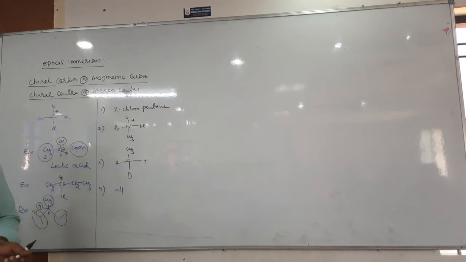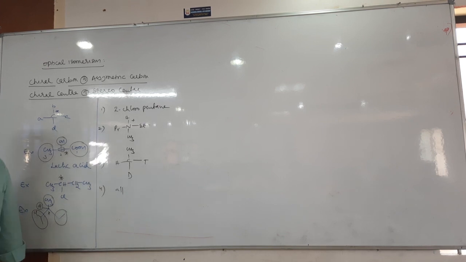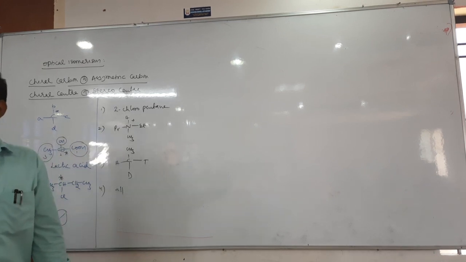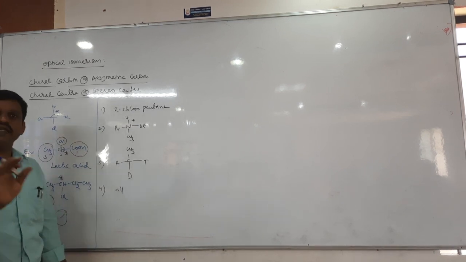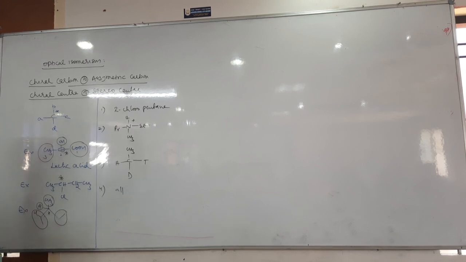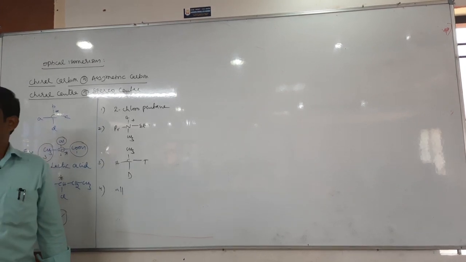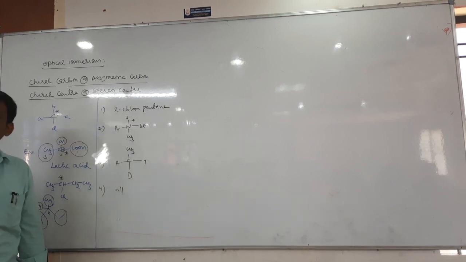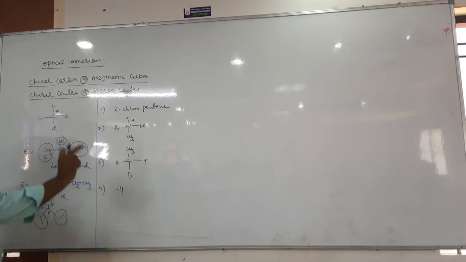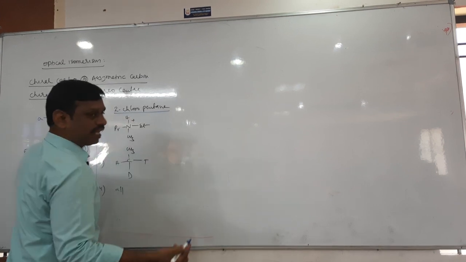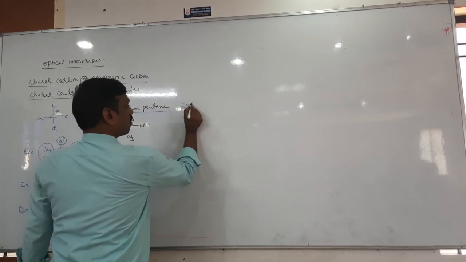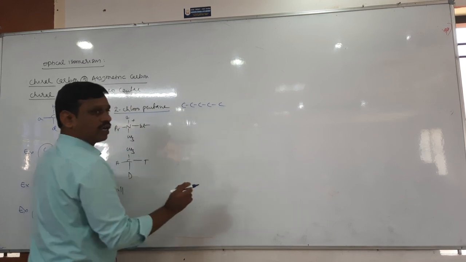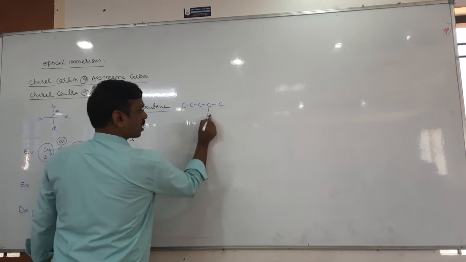So for optical isomerism, what is the condition? The molecule should have a chiral carbon. Okay, see, chiral carbon is not a 100% criterion. There are some exceptions, but generally, if a molecule has only one chiral carbon, it is 100% optically active. So now tell me, 2-chloropentane. Pentane, how many carbon atoms? There are 5 carbon atoms, and chlorine on the second carbon atom.